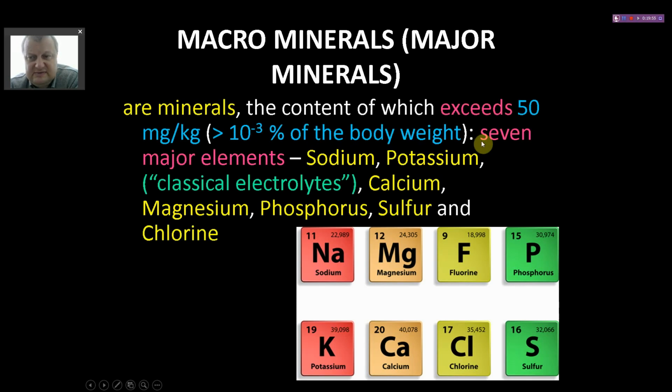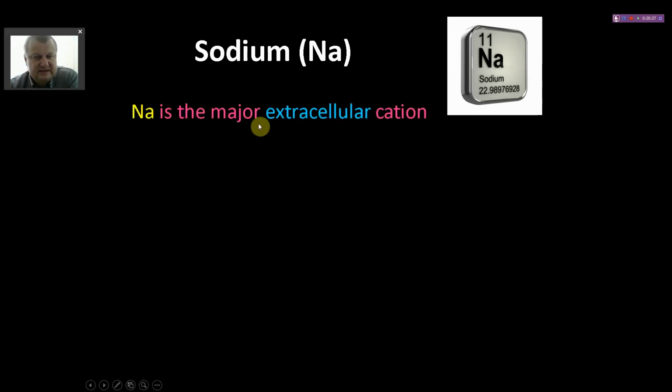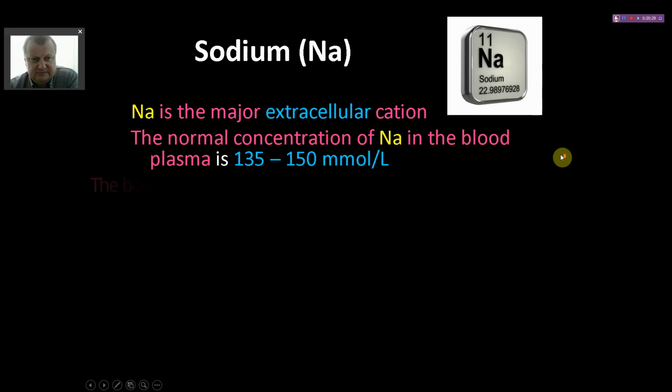Among them there are seven major elements: sodium, potassium, which are the classical electrolytes, calcium, magnesium, phosphorus, sulfur, and chlorine. Chlorine is the microelement. And we start with the sodium. And the sodium is the major extracellular cation.